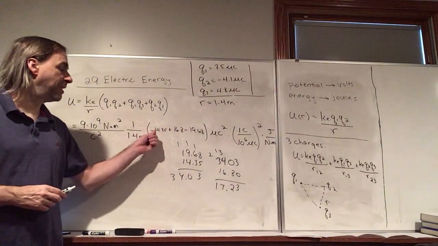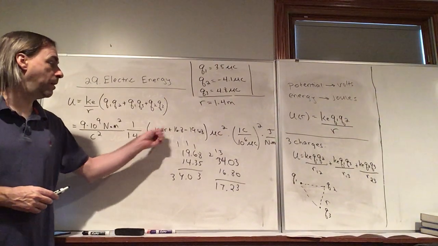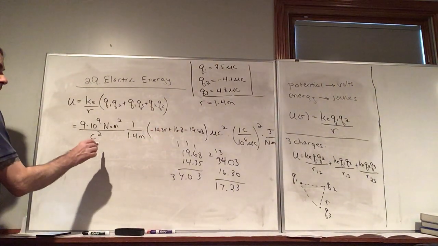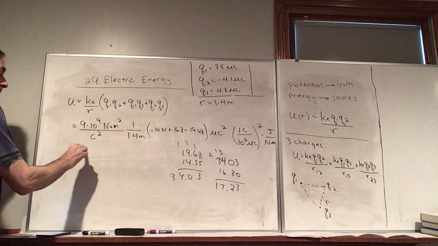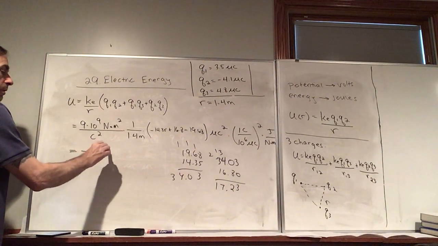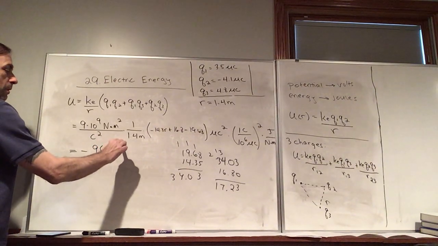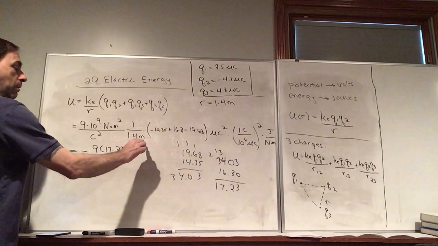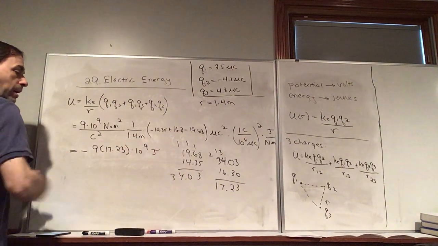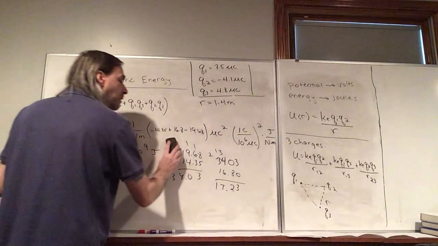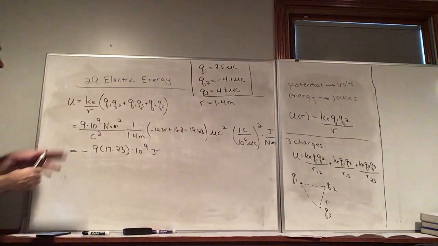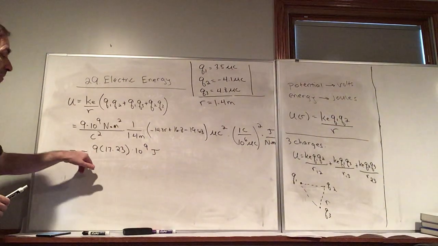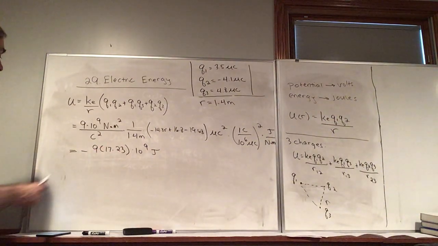So in magnitude, this is 17.23, but more negative than positive. So that number is going to be 17.23, but overall it's going to be negative. And that's it on top. Okay, so I've got the number. I'm going to erase this. Okay, so on top we have 9 times 10 to the 9th, and then this number, which was minus 17.23.